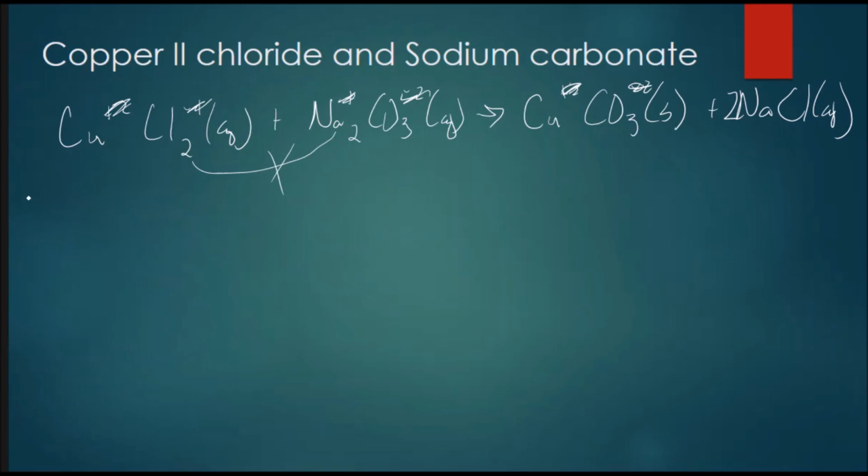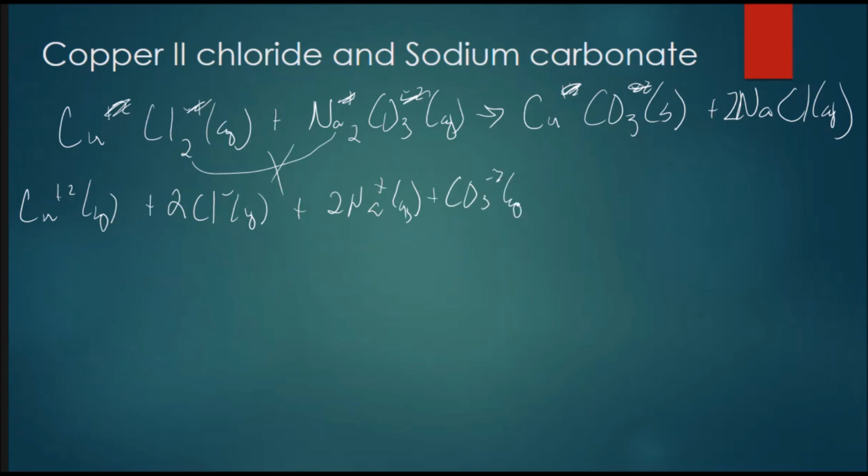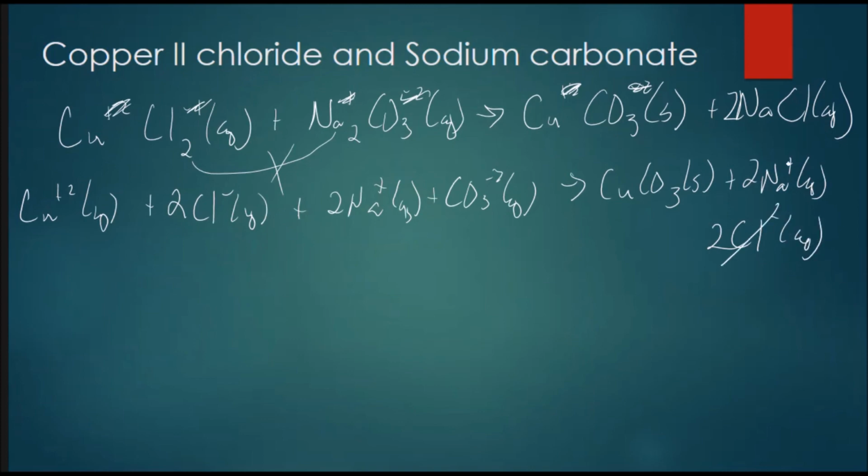Okay, so what really happens? Copper ions meet up with carbonate ions to form copper carbonate, plus a bunch of ions just floating around doing nothing. So we call them what? What do we call them? Spectator ions. Spectator ions. Final answer.